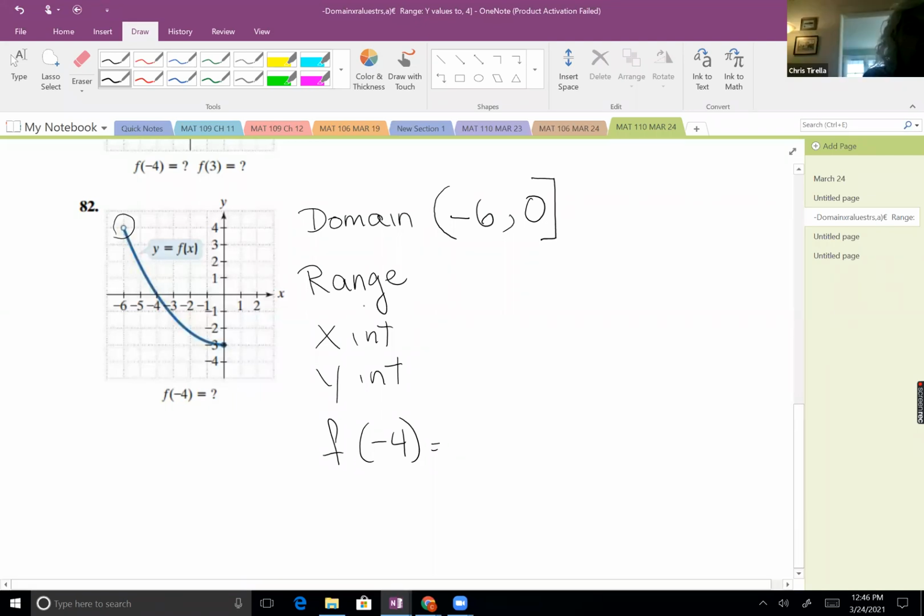For the range, we're looking at the y values, so we're comparing it to the y-axis. The lowest that it goes is negative, and it's a closed dot there, so we're including it. The highest it goes is 4, and it's an open dot there, so we're not including it.